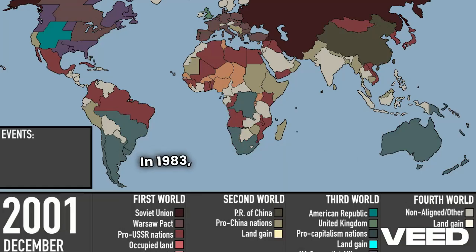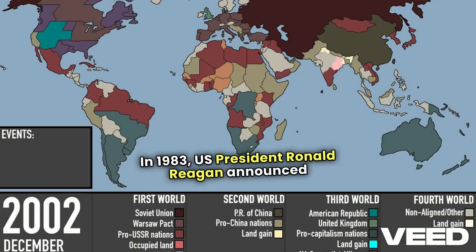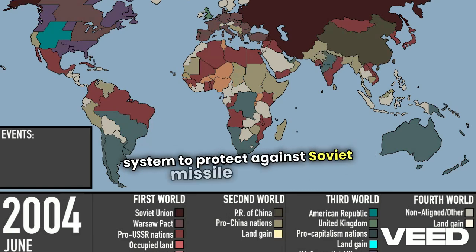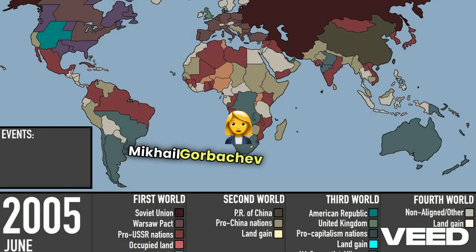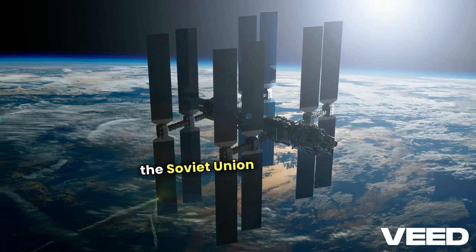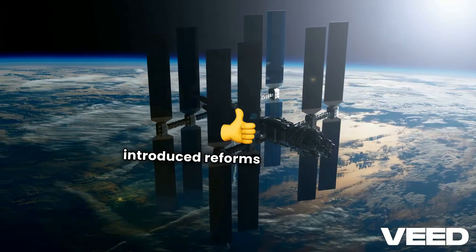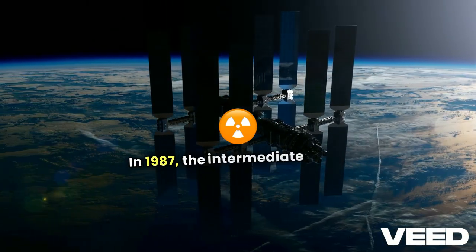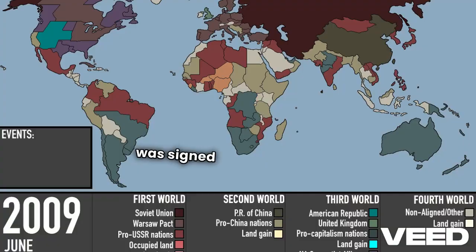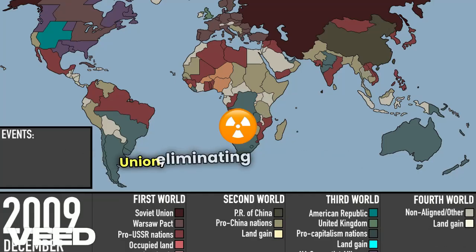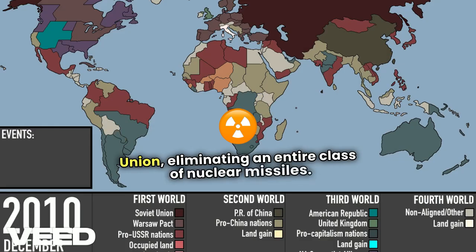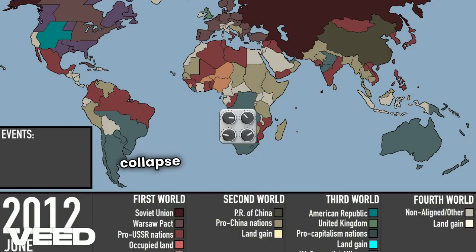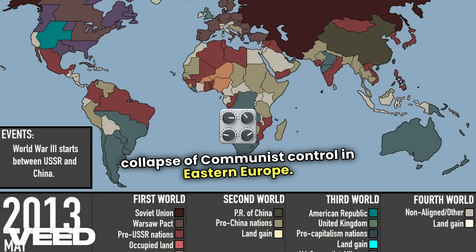In 1983, US President Ronald Reagan announced the Strategic Defense Initiative, a missile defense system to protect against Soviet missile threats. Mikhail Gorbachev became the leader of the Soviet Union in 1985 and introduced reforms like Glasnost and Perestroika. In 1987, the Intermediate Range Nuclear Forces Treaty was signed by the US and the Soviet Union, eliminating an entire class of nuclear missiles. The Berlin Wall fell in 1989, symbolizing the collapse of communist control in Eastern Europe.